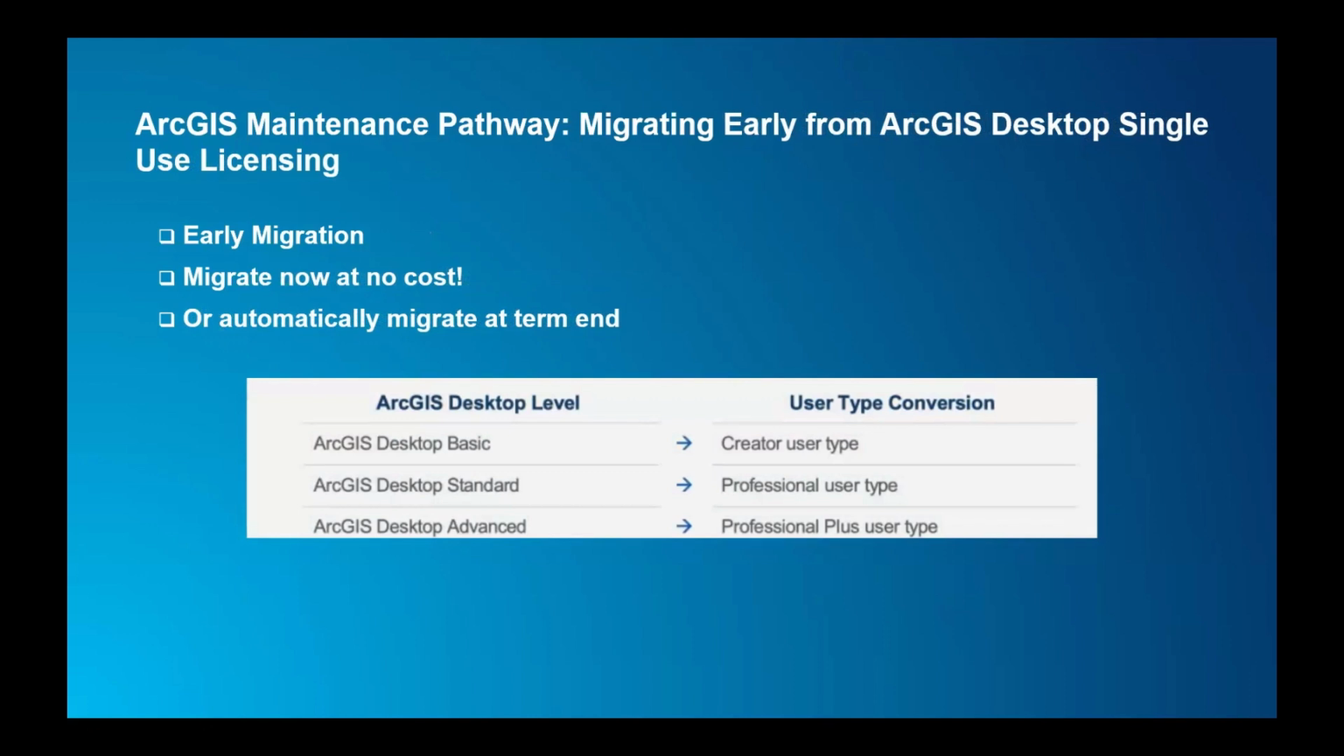All right, so the term license, as I described, so I talked about the term license before, and you see a similarity here. And the migration from the desktop single-use licensing will look like this graph that you're seeing on screen. So you'll be moving from the ArcGIS Desktop Basic to the Creator user type. And of course, this Creator user type now would have access to the basic ArcGIS Pro and ArcGIS Online, of course. And then or if you're connected to ArcGIS Enterprise.